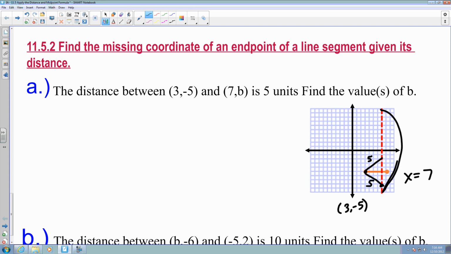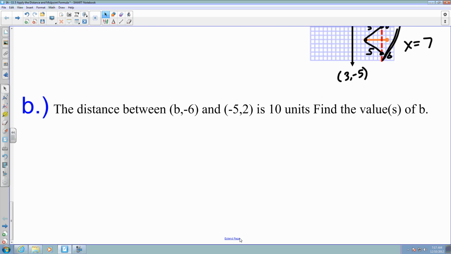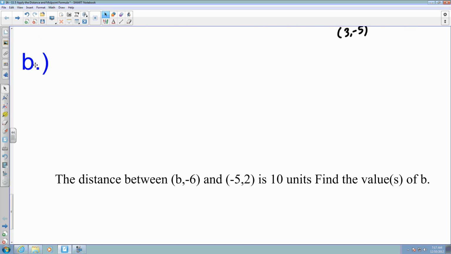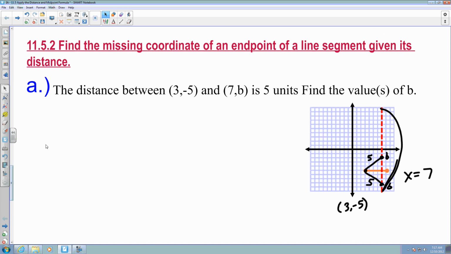So that's where our b could be here and our b could be right there. So we don't know where exactly that is at this moment, but we can find out. So I would like to get some more room here. So I'm going to extend this a little bit, move this down, and give me some room to work with. Good.